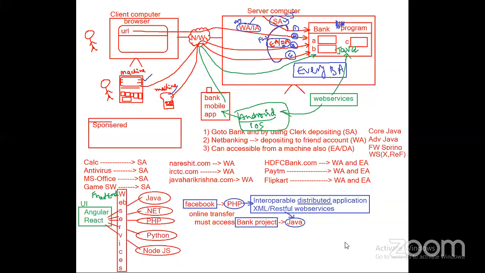An application that performs so much huge business is called what? Enterprise application. An application that performs huge business by connecting to so many branches, so many clients, so many agents, we can call it what? Enterprise. That's why Flipkart is an enterprise. FB is using PHP.